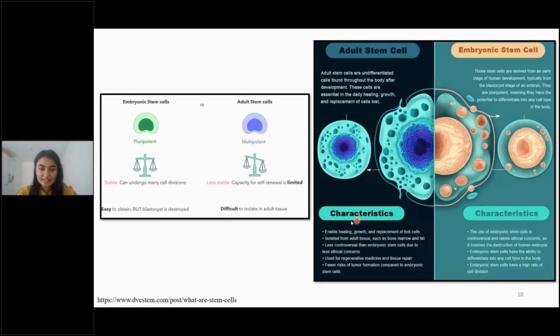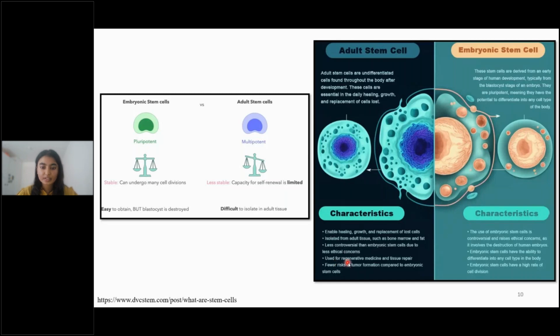Then characteristics: the adult stem cells basically enable healing, growth, and replacement of the lost cells. They are isolated from adult tissue, such as bone marrow and fat. Basically these cells are not very plastic. Plastic in the sense that they are not very flexible, they are very lineage oriented, like, I know that I have to become an RBC, so I'll become that. But embryonic stem cells are not like that. They can become RBCs, they can become neurons, they can become whatever they want. So this is the basic difference.